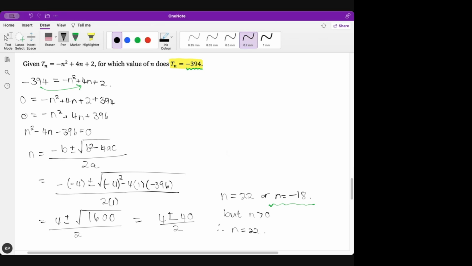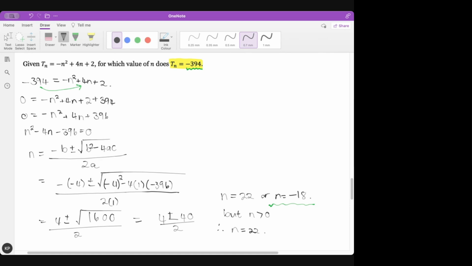Okay, let me fix this before someone takes a screenshot of the wrong thing. Thumbs up, thumbs down. It doesn't work because it's a negative. Remember, we were looking for the position of something. So you need to look at context. Okay, so term number what? You can't say term number negative 18. So it has to be number 22. Okay, I saw your thumbs up, so I'm guessing you're good.